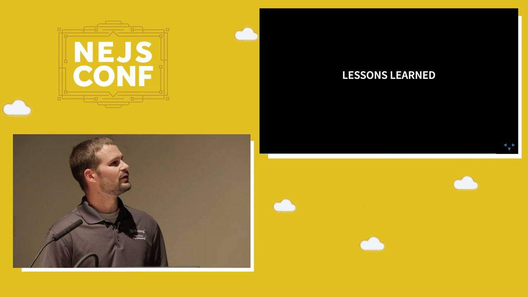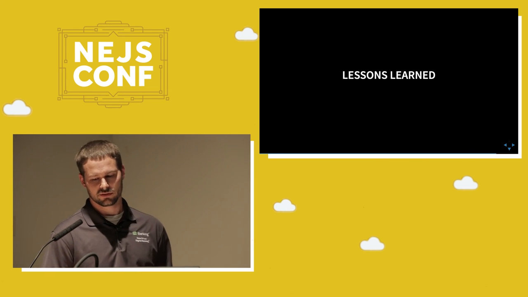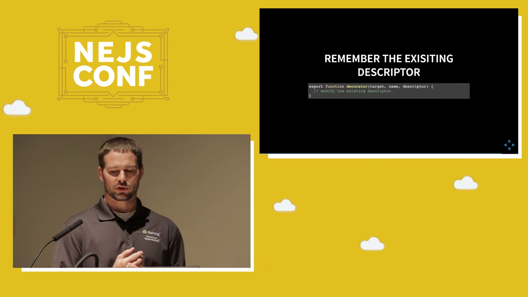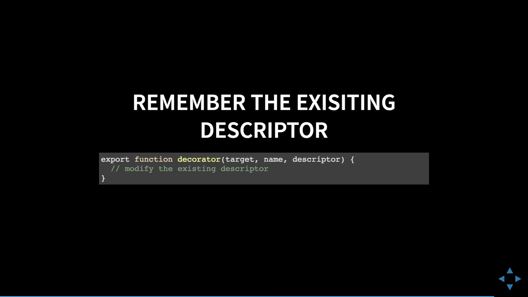Some of the lessons that I learned while working with decorators is that you always want to remember the existing descriptor. So if you have a decorator function, that descriptor essentially describes the object that you're decorating. On a method or a property, it's going to contain the value, that method or function or property value, as well as whether it's enumerable, configurable, or writable.